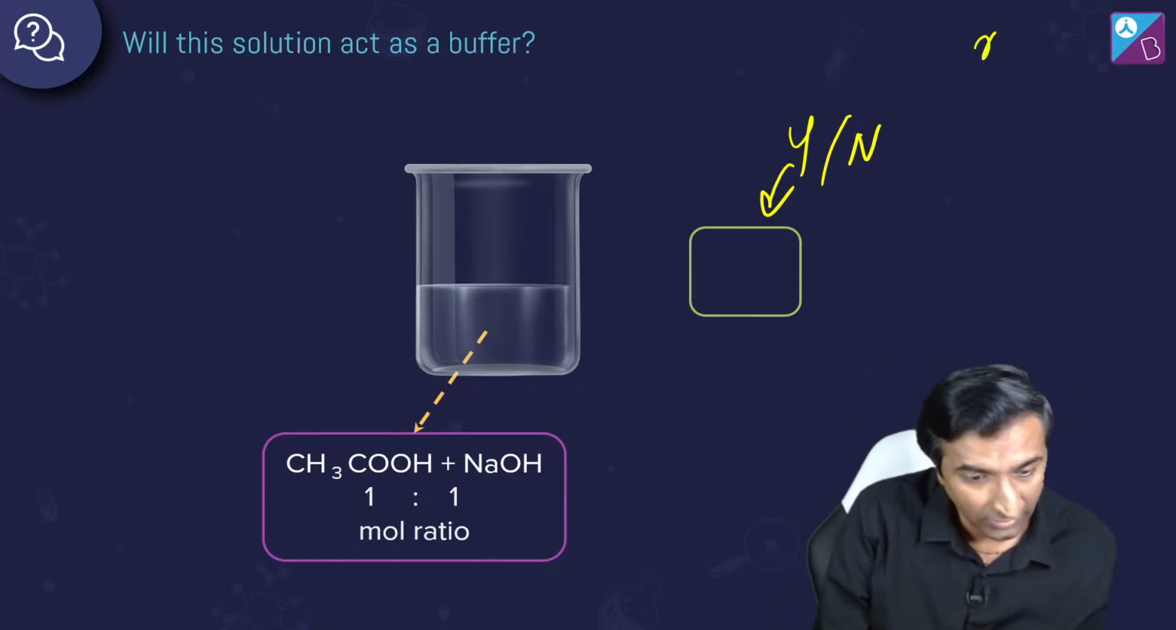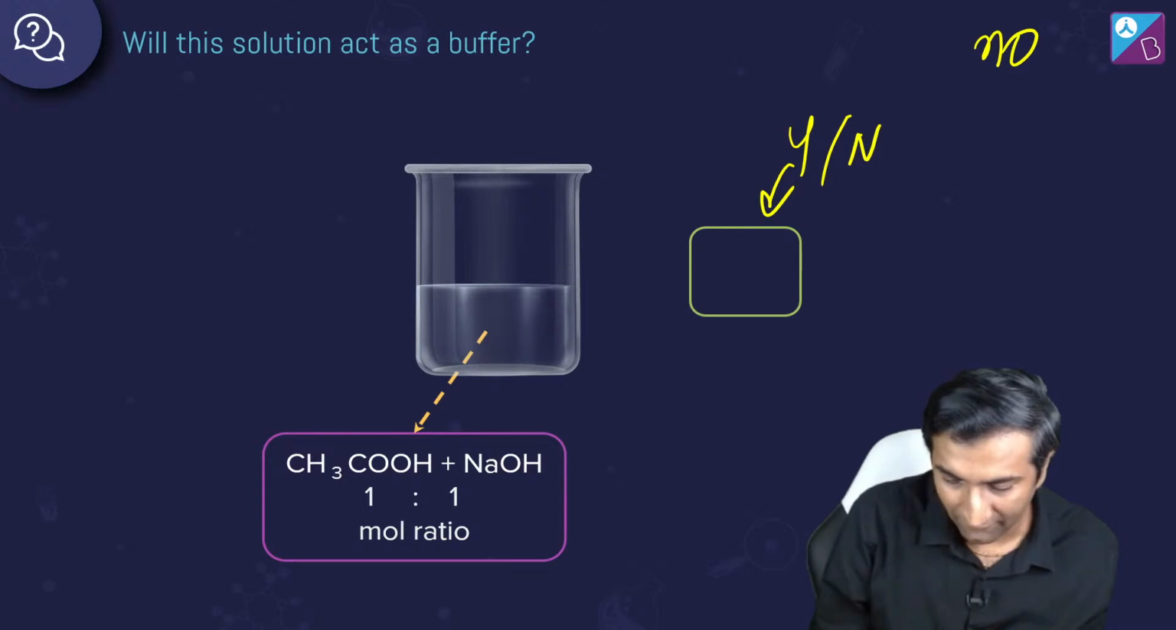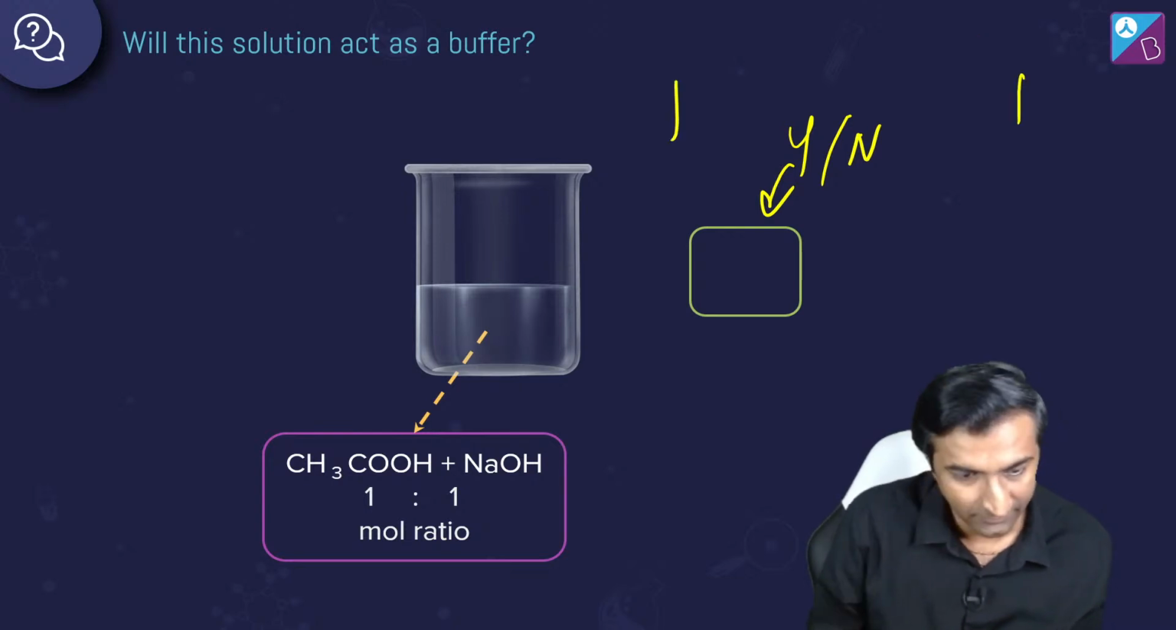Deepanvita is saying no. Okay. Vishal is saying yes. So I've got one for no and one for yes. ठीक है. Let's see.